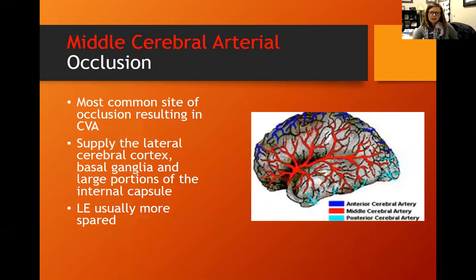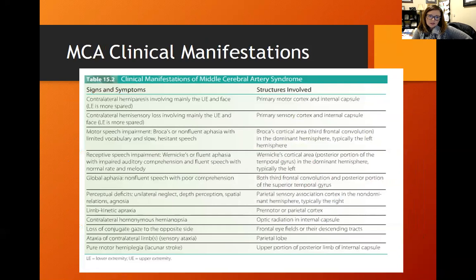Middle cerebral artery. This is the most common site. Lower extremity is usually more spared, so these patients typically have an increased incidence of ambulation because of that. And here's another great signs and symptoms table. They're also going to have contralateral hemiparesis, hemisensory loss, and motor and speech impairment with the MCA is highly likely. So Broca's or non-fluent aphasia, receptive speech, so it could be either receptive or expressive. They're going to have perceptual deficits, neglect, spatial awareness problems, agnosia. They also are going to have motor planning issues.